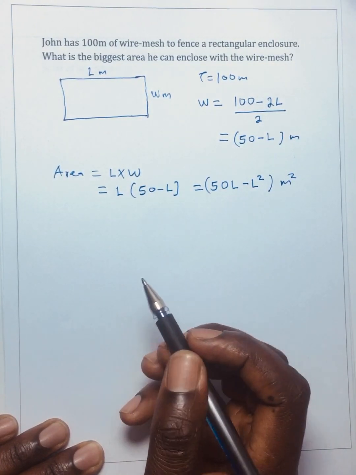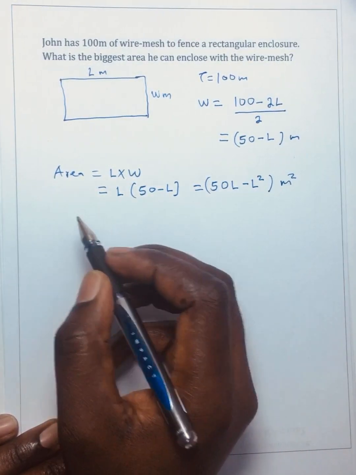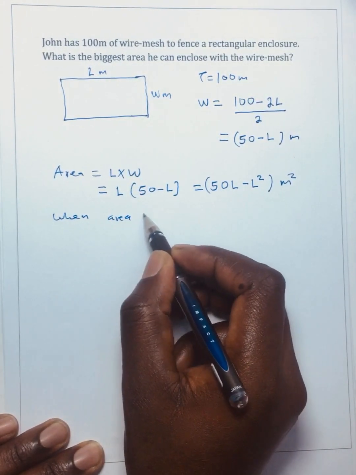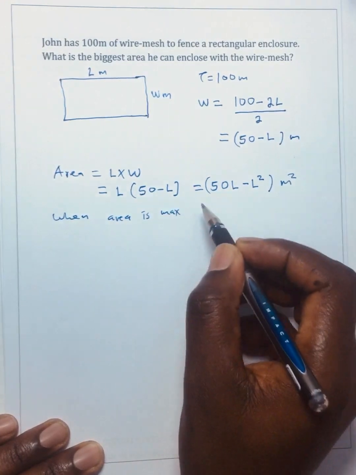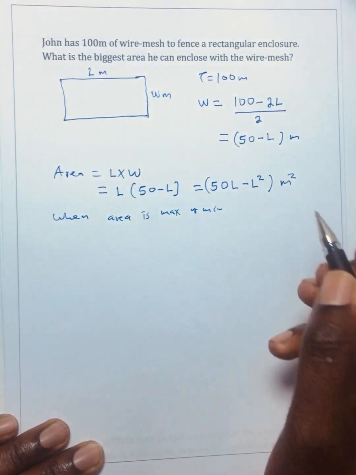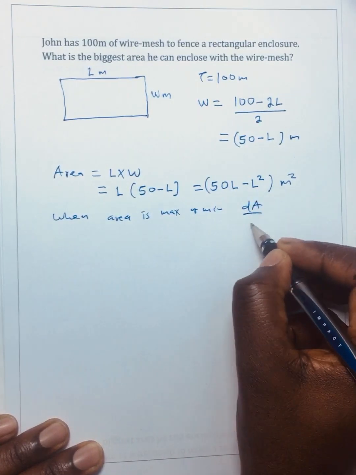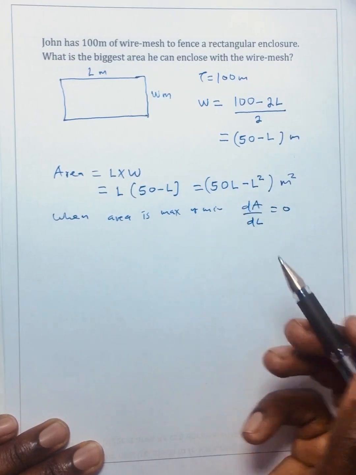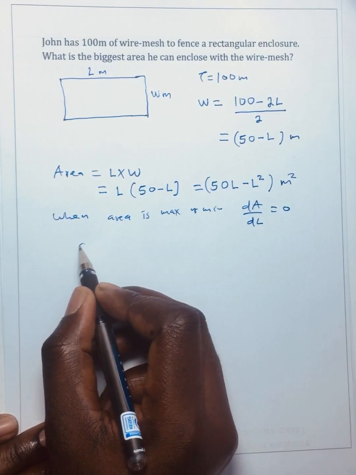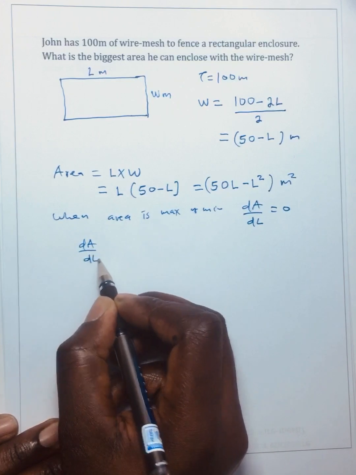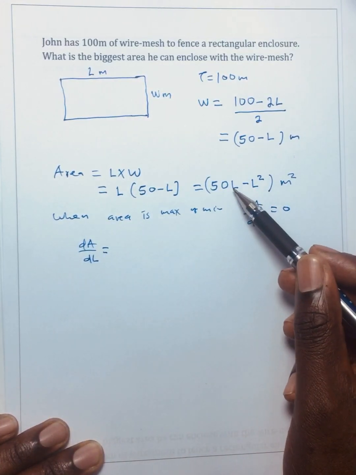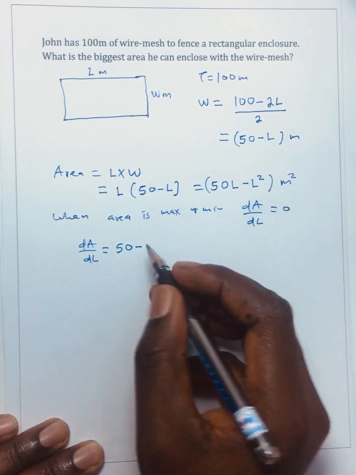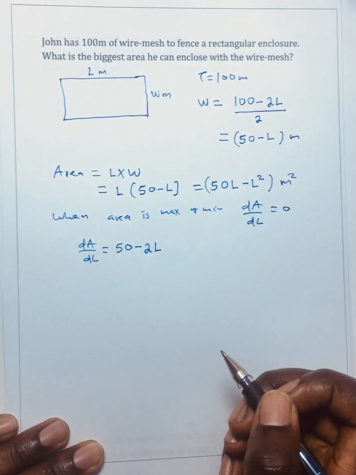So from there we know that when the area is maximum or minimum, then dA/dL should give us 0. So let us get dA/dL of that area. So dA/dL of that area will be 50 minus 2L. So that is our dA/dL.